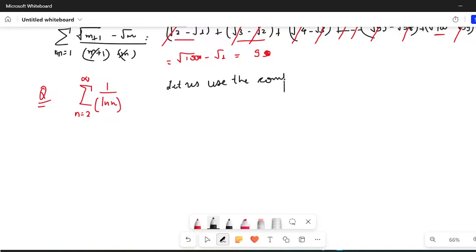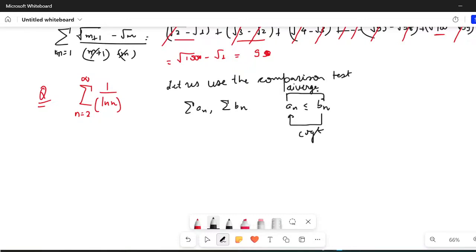If you have not revised, let me reiterate that if you have summation an and summation bn, these are two series, such that an is less than or equal to bn. If bn is convergent, then an is convergent, and if an is divergent, then bn is divergent.